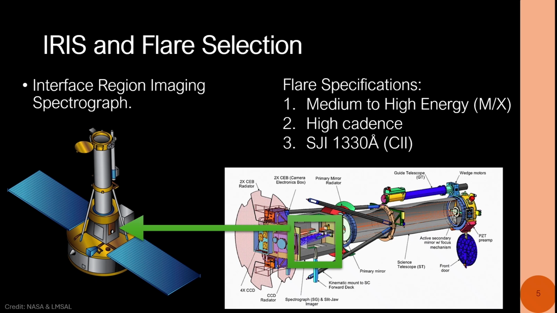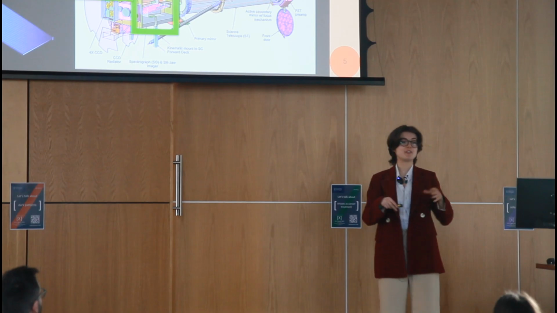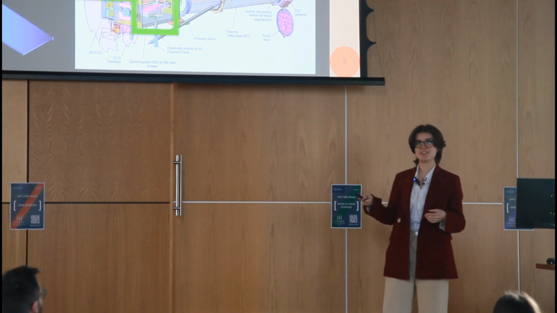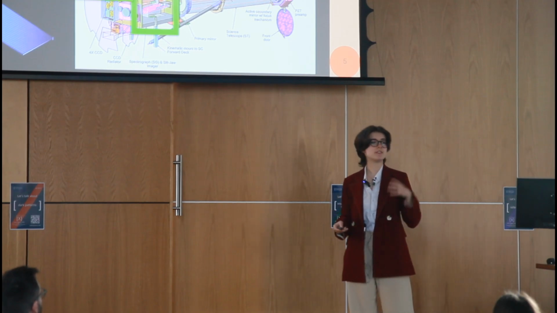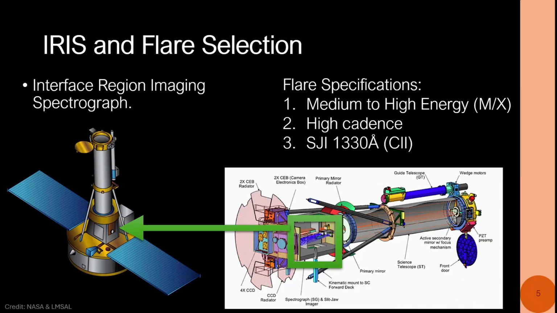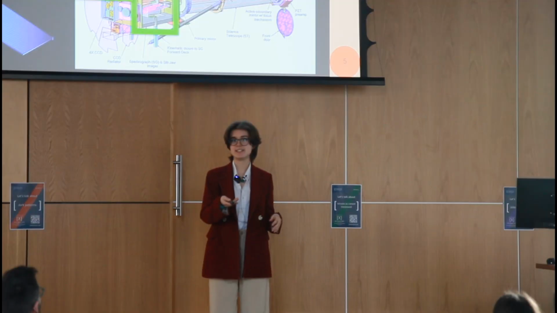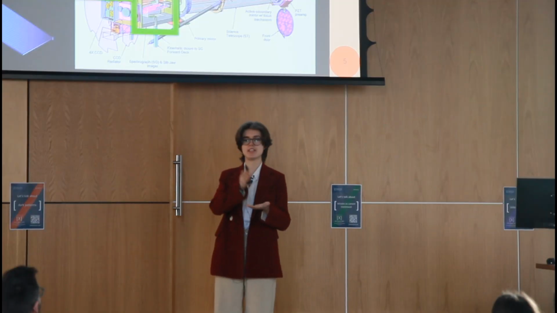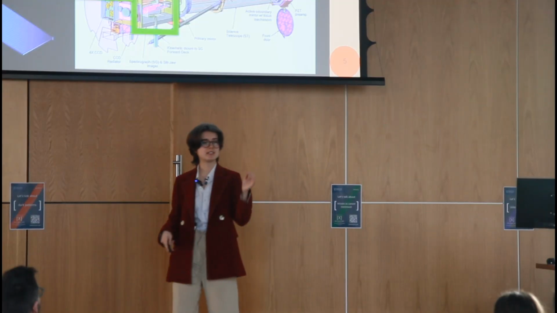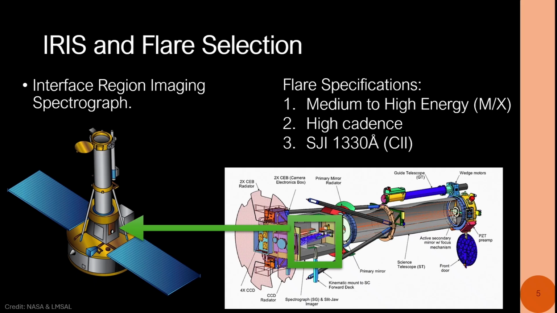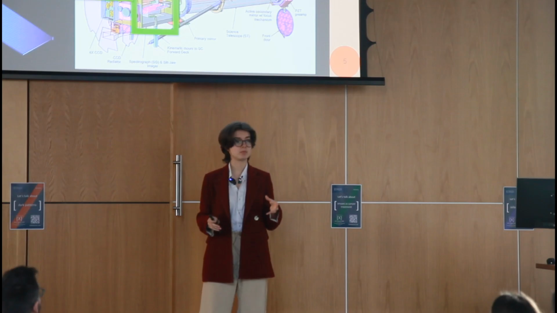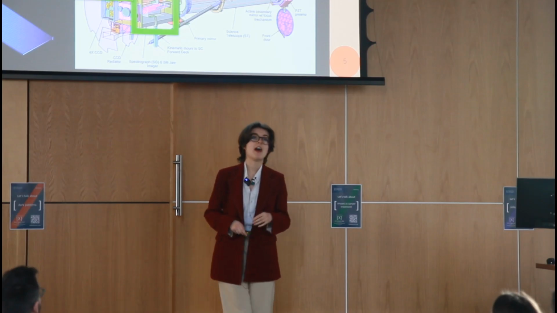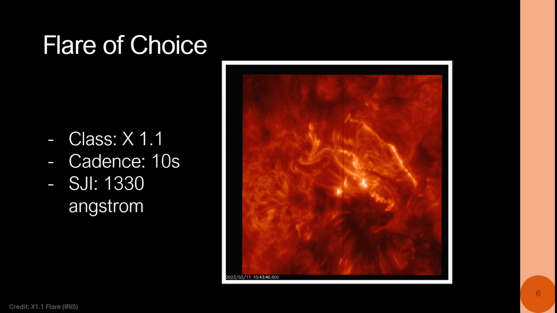And sifting through the masses of data collated by the telescope, there were a couple of specifications which made a viable flare candidate. The first was that it had to be of a medium to high energy. This corresponds to an M or an X class flare. It had to be of a high cadence, ideally 10 seconds. This is just the time between successive exposures. And it had to be of a slit-jaw imaging filter of 1,330 angstrom. This corresponds to a carbon-2 emission. And this is the flare that we ended up deciding on.